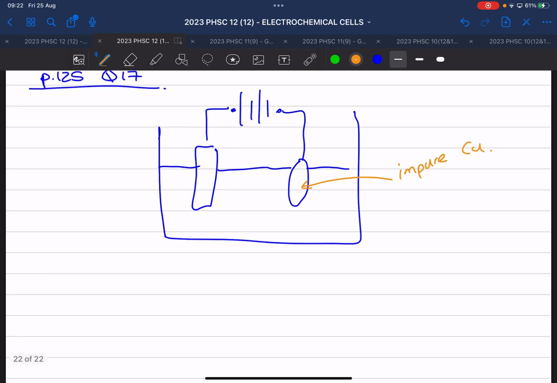Now they say there, the simplified diagram, the impure copper contains small amount of silver and zinc as the only impurities. So we have copper, silver, and zinc on there. Now they ask, define the term electrolysis.